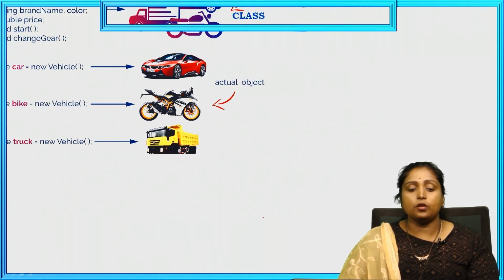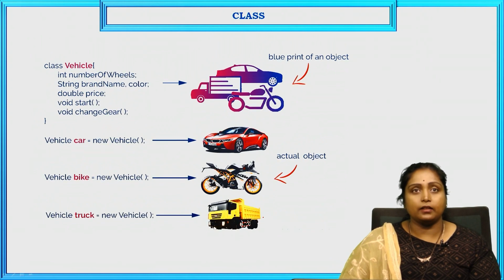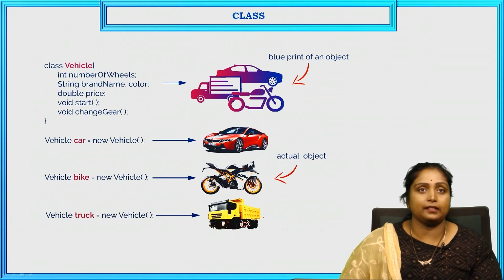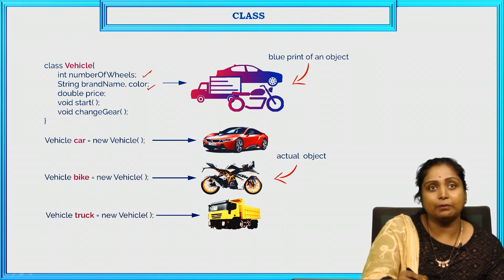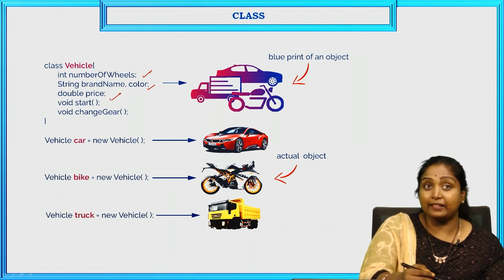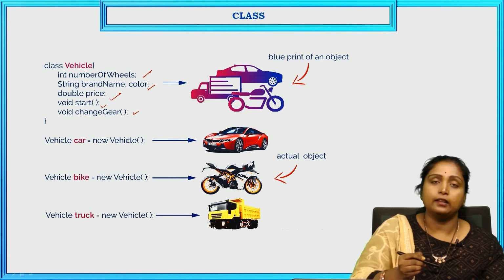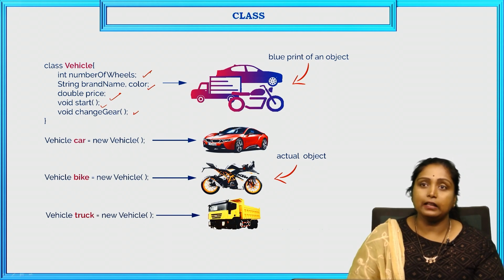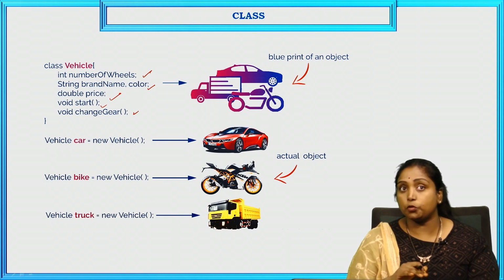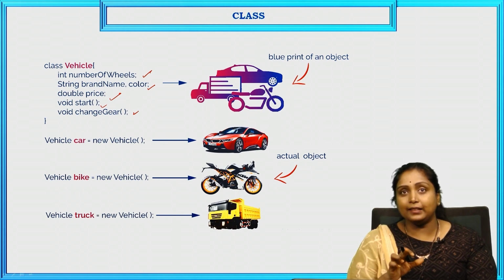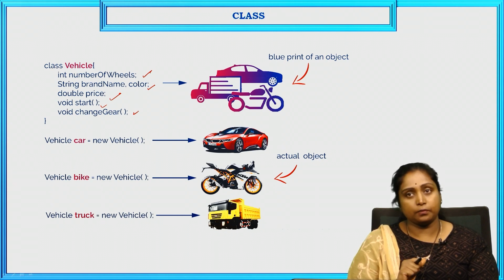Okay. So class, see here, vehicle is a class. What does vehicle consist of? It consists of number of wheels, a brand name, color and price, and it has two methods called start and change gear. In every vehicle you can change the gear and you can start, isn't it? So those are the behaviors, whereas these are the variables. Vehicle is a blueprint, isn't it?